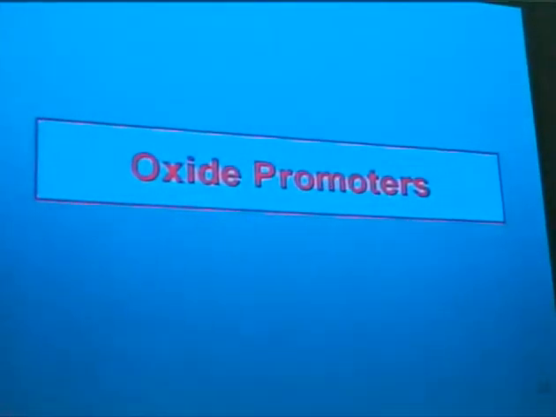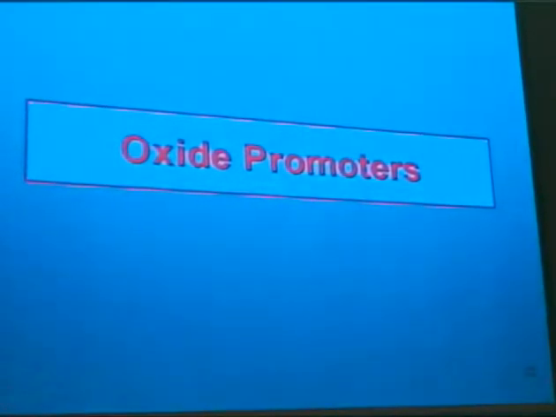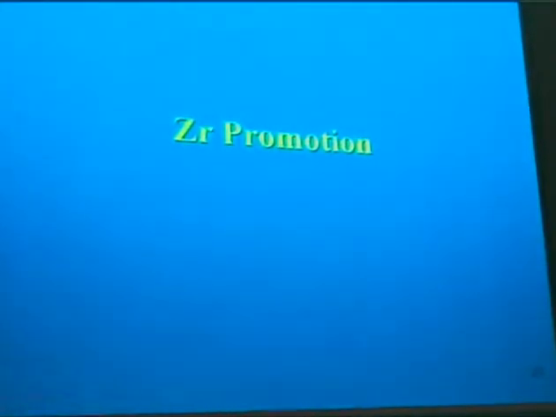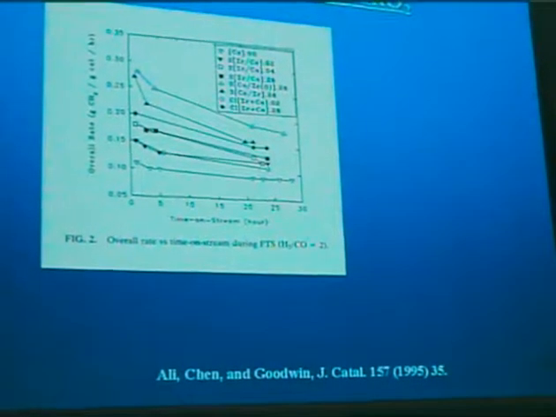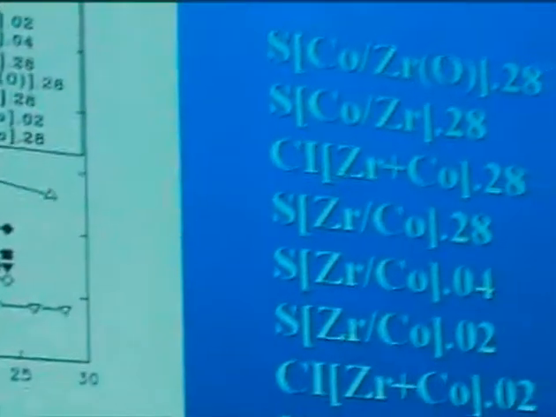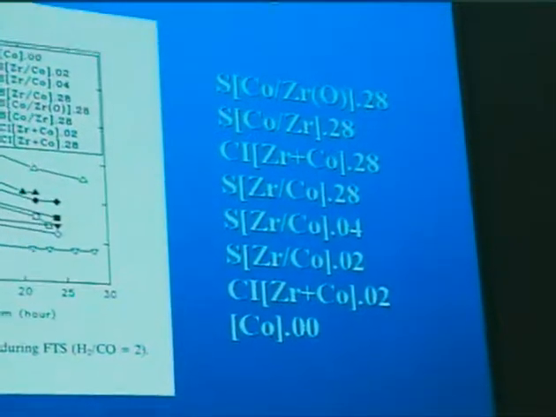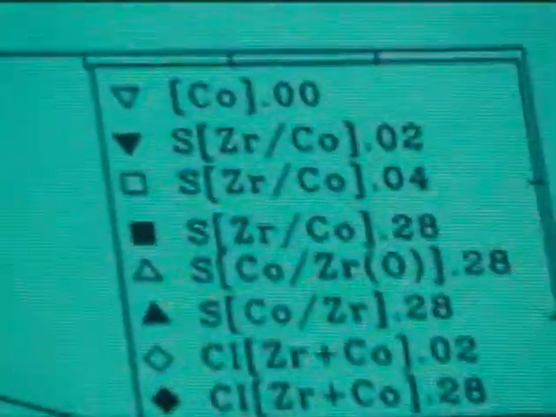But what about the oxide promoters? That was the one that had zirconia in there. Also in there is the lanthanide series, but especially lanthanum. Well, zirconium promotion, and this is cobalt on silica. What you see is that as you add zirconia to this, you increase the rate of reaction.